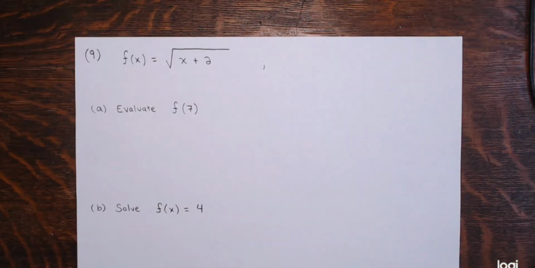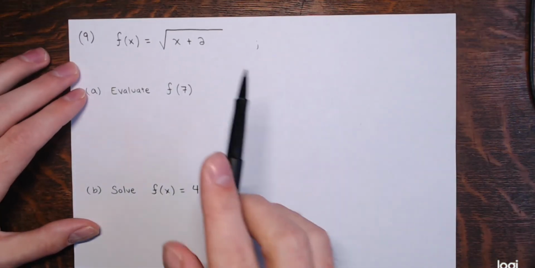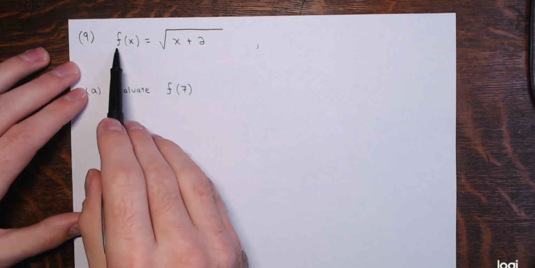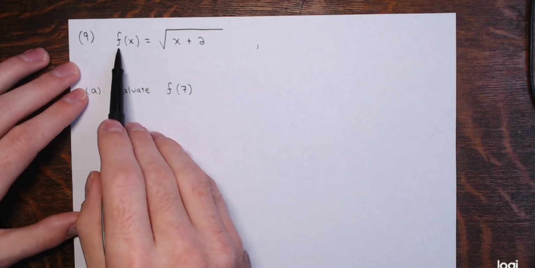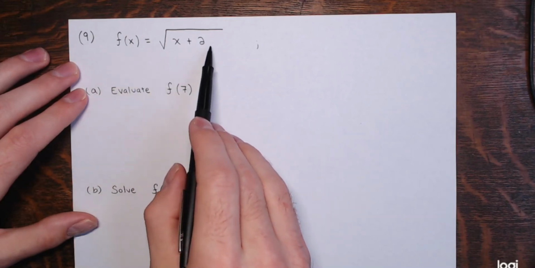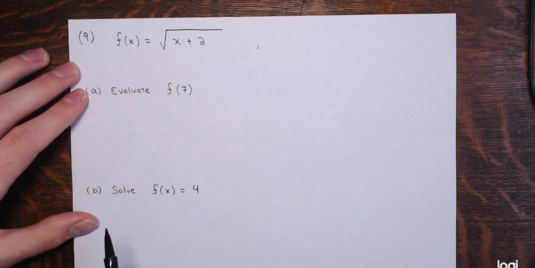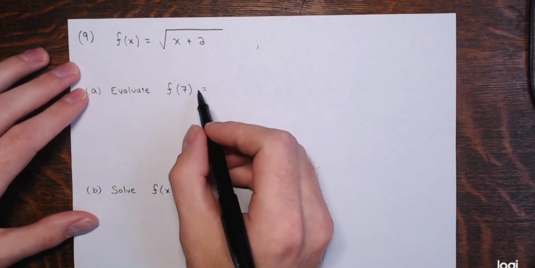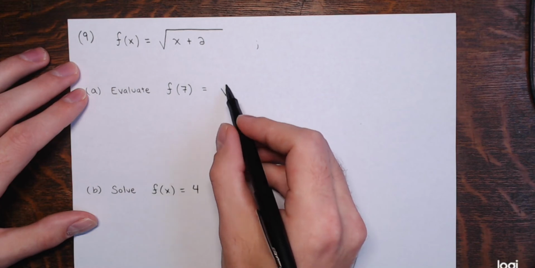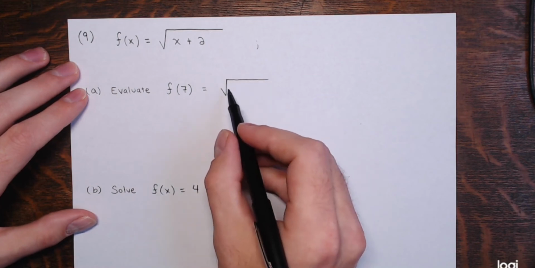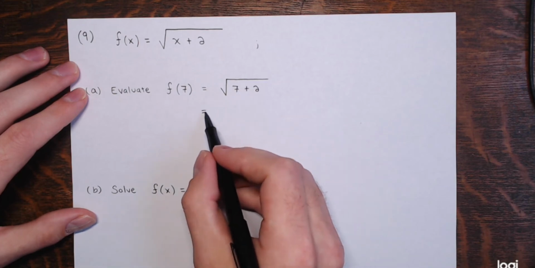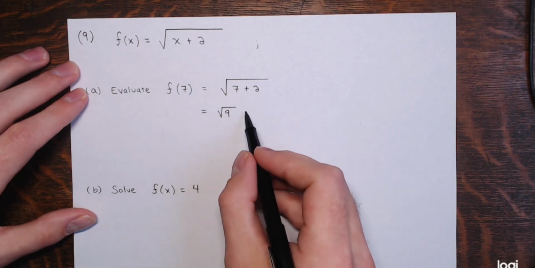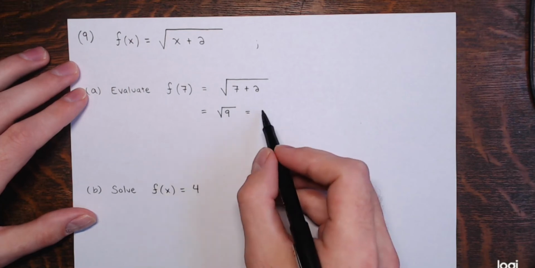All right, example 9. Another function notation here. This function is called f. The input is x. The output is f of x, which is also the square root of x plus 2. That's how you calculate the output. All right, so what's f of 7? Well, that'd be the principal, the positive, non-negative square root of 7 plus 2, which is the square root of 9. And again, the principal, the non-negative square root of 9 is 3.